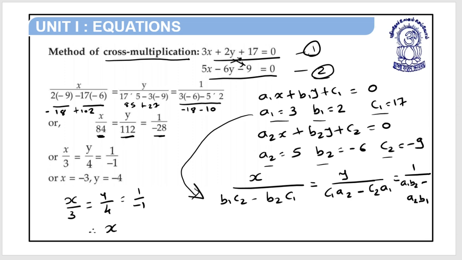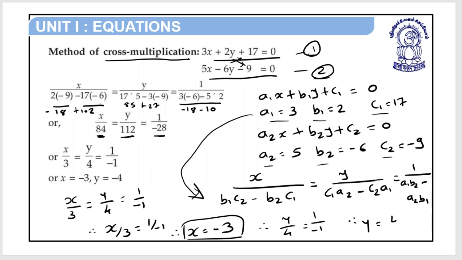X by 3 is equal to 1 upon minus 1. So x is equal to minus 3. And y by 4 is equal to 1 upon minus 1. So y is equal to 4 into minus 1, which is equal to minus 4. So y is equal to minus 4, x is equal to minus 3.